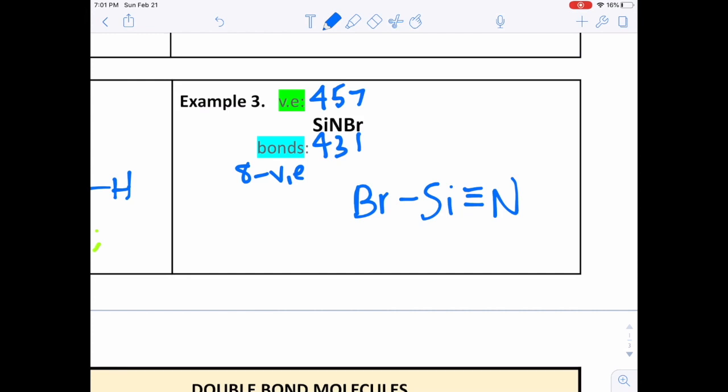and I can use math also if I want to try to do those unshared pairs. So we know that for Si, all 4 electrons are shared in the bonds, but for N, there's 5 electrons and only 3 are in the bonds. So it's going to have 2 that are unshared. And for Br, there's 7 electrons and only 1 is in the bond. So 6 are unshared because 1 is in the bond.